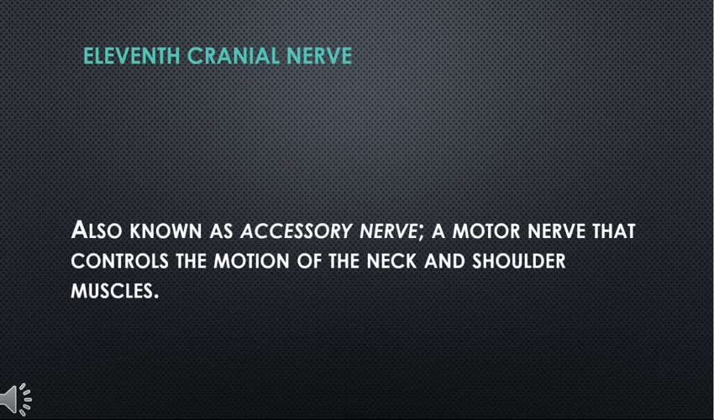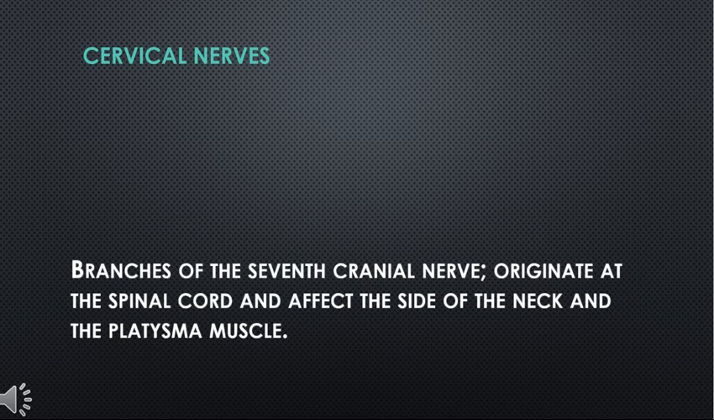11th cranial nerve. Also known as accessory nerve, a motor nerve that controls the motion of the neck and shoulder muscles. Cervical nerves. Branches of the 7th cranial nerve, originate at the spinal cord and affect the side of the neck and the platysma muscle.